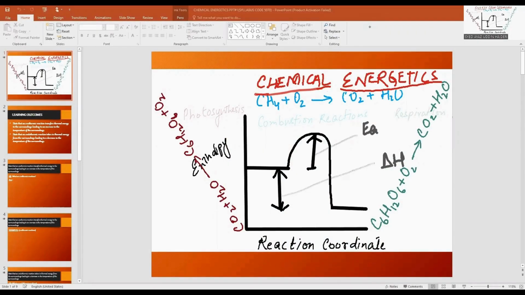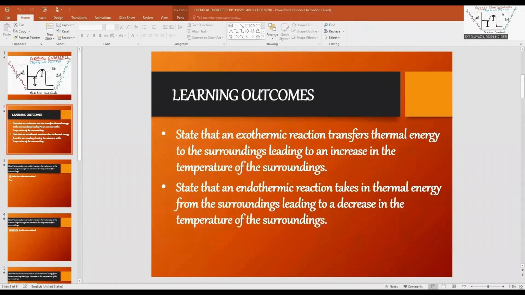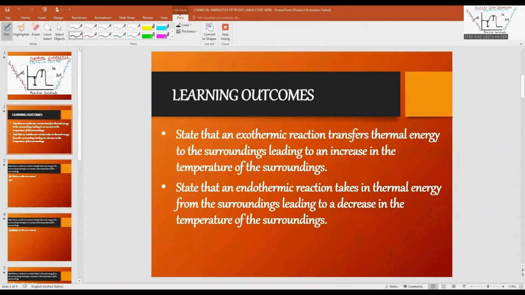Chemical energetics. Learning outcomes of chemical energetics would be: state that an exothermic reaction transfers thermal energy to the surroundings, leading to an increase in the temperature of the surroundings. The other learning outcome is: state that an endothermic reaction takes in thermal energy from the surroundings, leading to a decrease in the temperature of the surroundings.